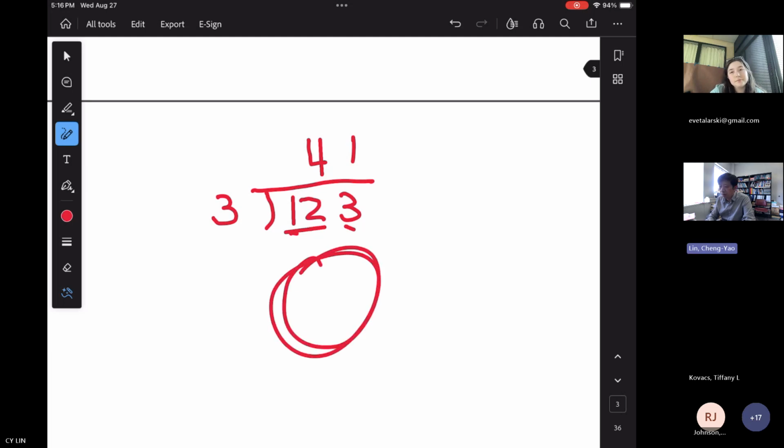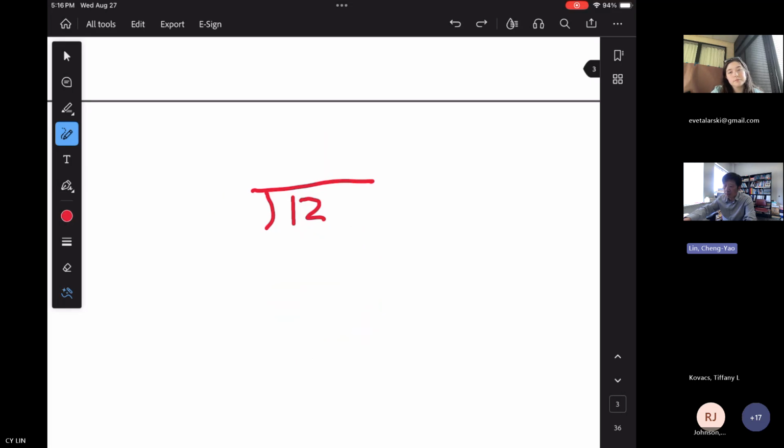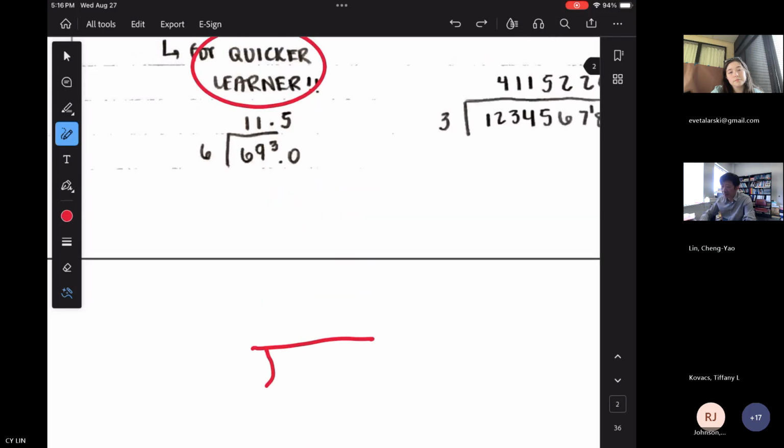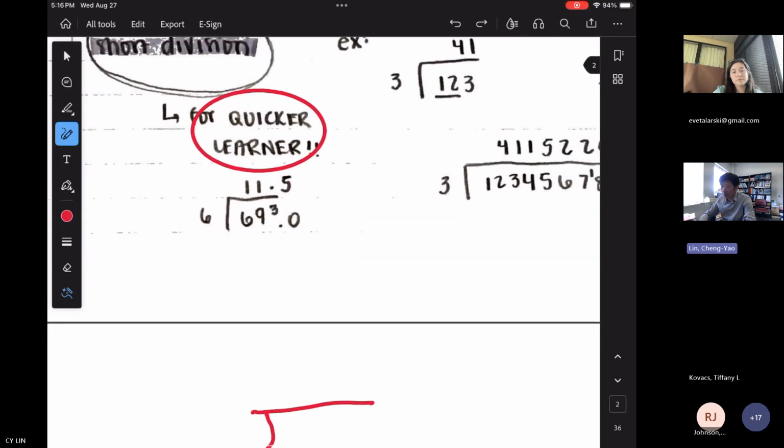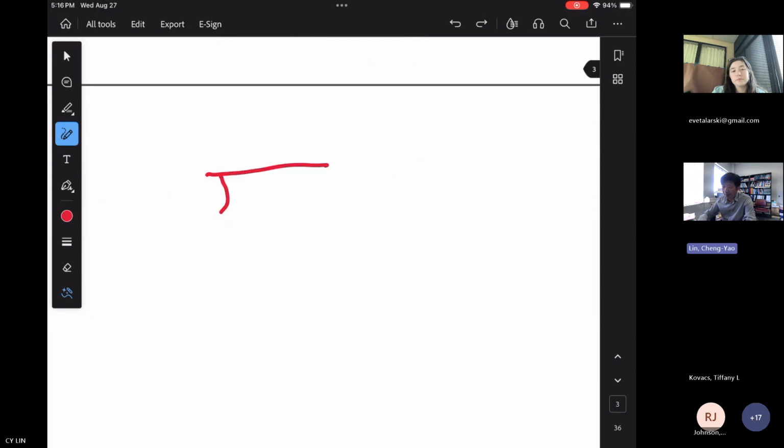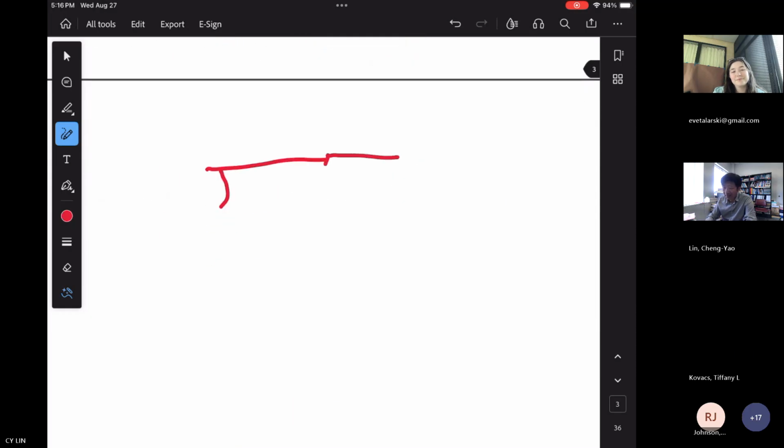So you don't have to write a lot of things like in long division. You can just write the answer by mental math. Okay. Can we do another problem? Let's do 12345 divided by 3.